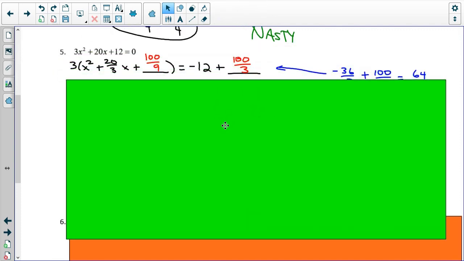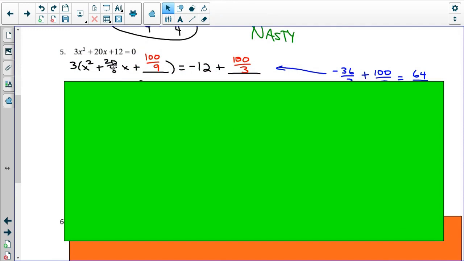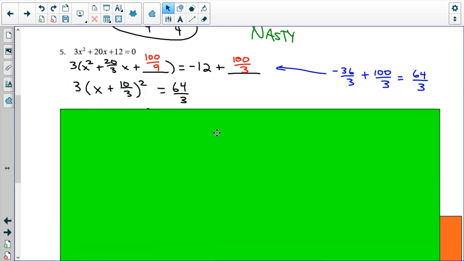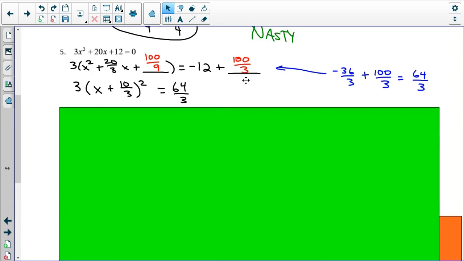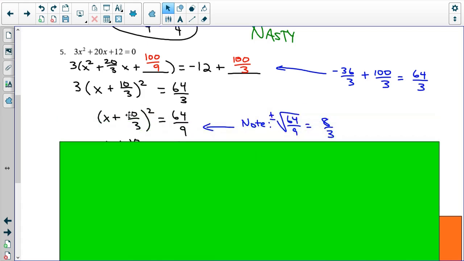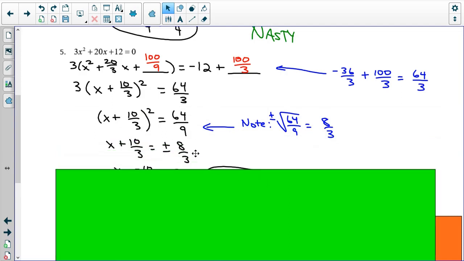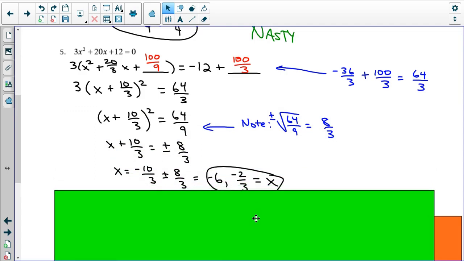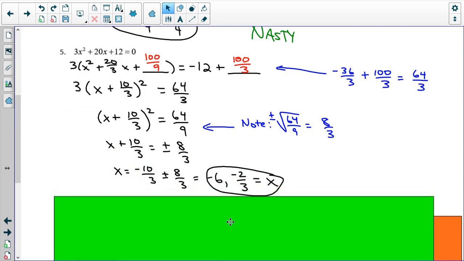Number 5, this is the same deal. I end up with 20 over 3 when I factor out the 3 from the first two terms. This is not a nice situation, and I'm going to have fractions everywhere. Even though this ends up giving me pretty nice answers later, like notice that when I simplify -12 plus 100 thirds, I get 64 thirds, which when I divide this by 3 and then I take a square root, I end up with a nice fraction that is divided by 3, and I actually get nice answers. It's really not that fun to do because I'm dealing with fractions all over the place.